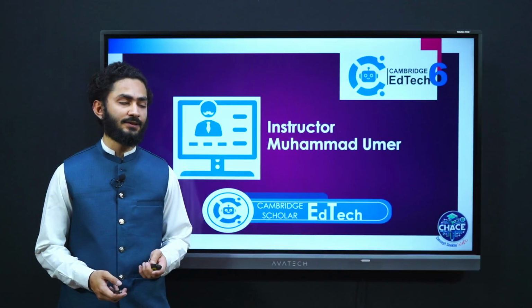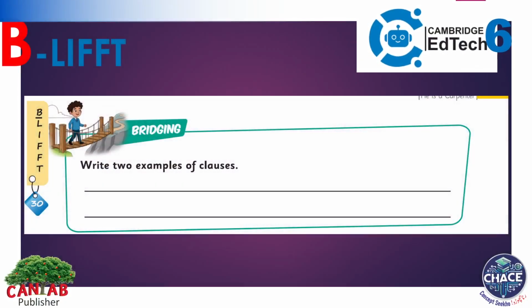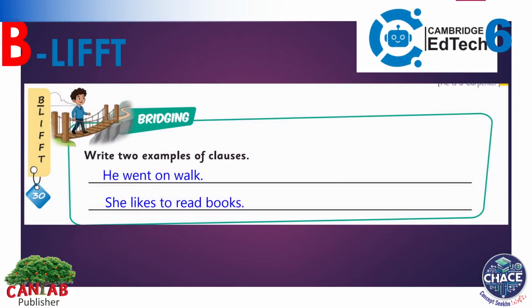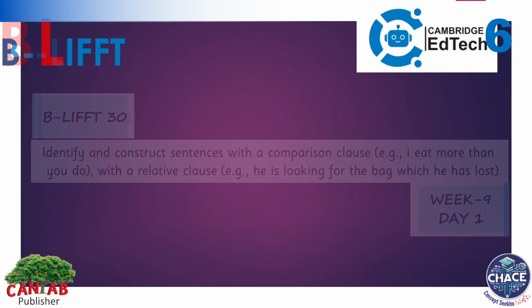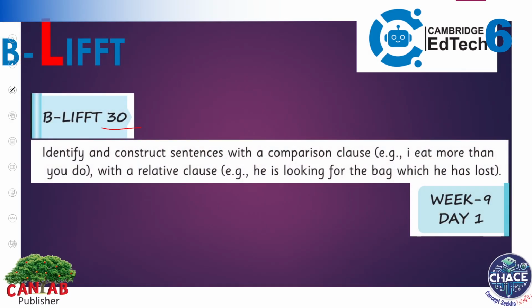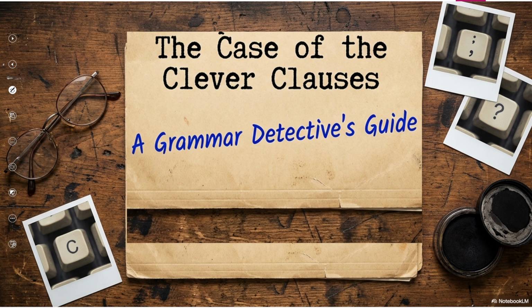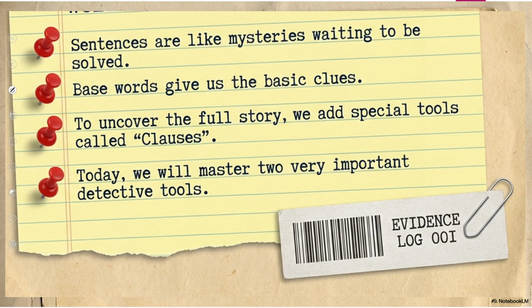Let's start our lecture. Here's the bridging. I hope you have solved it, and here's the answer of that bridging. And we have BLIFT number 30, in which we are going to study, identify and construct sentences with a comparative clause or with a relative clause. The case of the clever clauses, how we can use them and how they convey our message.